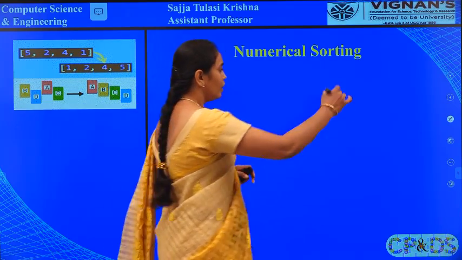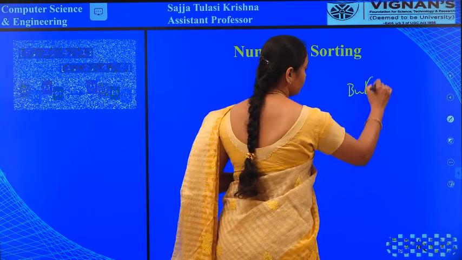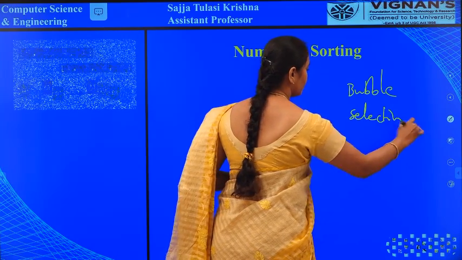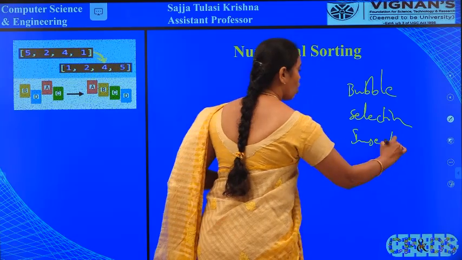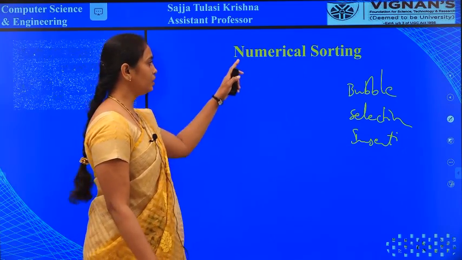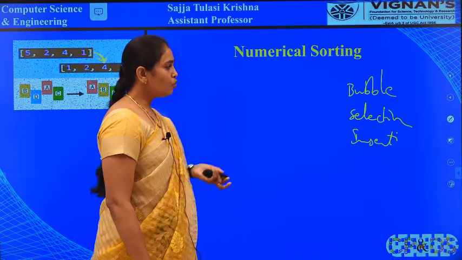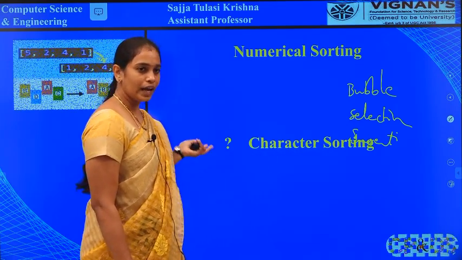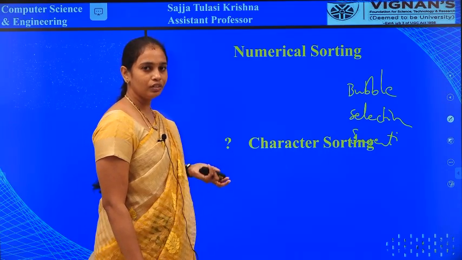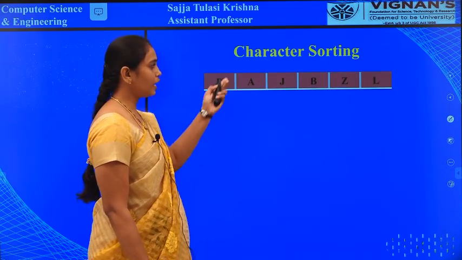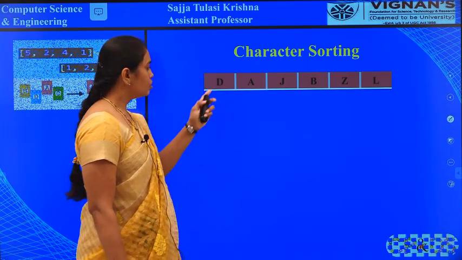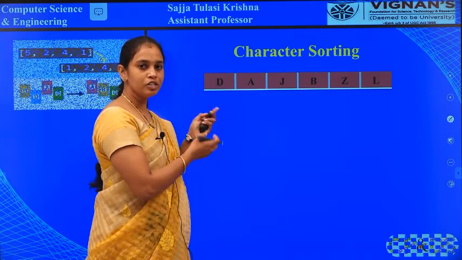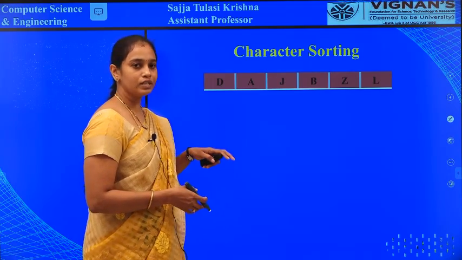See here, previously we did bubble sort, selection sort, insertion sort. All these sorts were done in the numerical way. So what about character sorting? Did we sort any characters in the previous ones? No. So how will character sorting be done? Any type of sorting you can use, no problem: either bubble sort, selection sort or insertion sort.